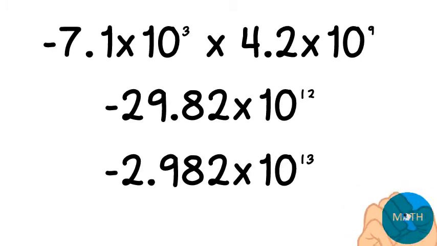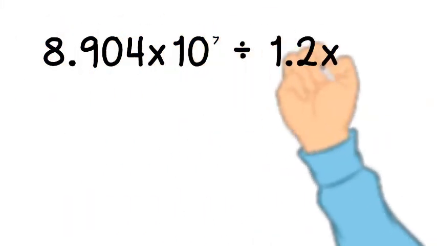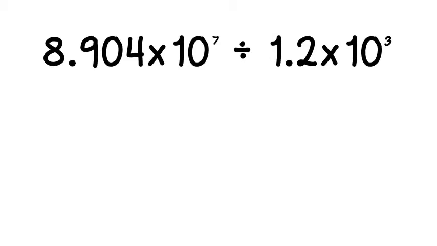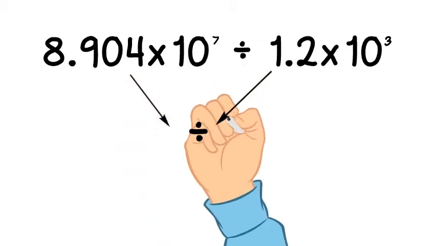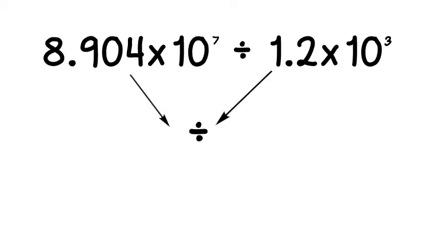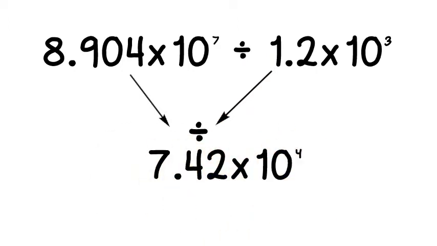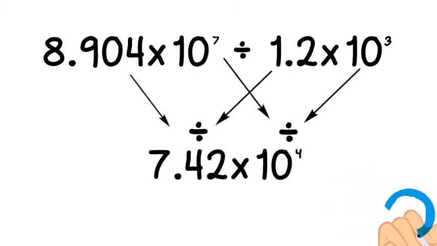This next problem is a division problem, and we take the first factor divided by the second factor. So 8.904 divided by 1.2, which gives us 7.42. And the way we get 10 to the fourth is by taking 10 to the seventh divided by 10 to the third, which is 10 to the fourth. And that's in scientific notation, so we don't need to change it. But if it weren't, we would need to change it.